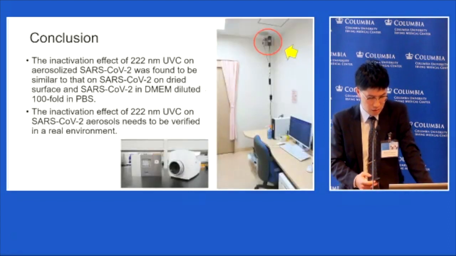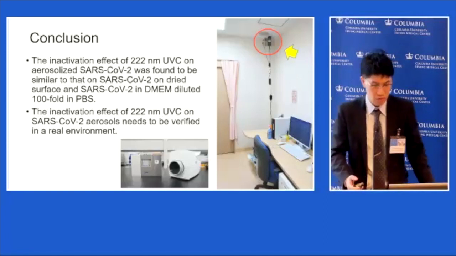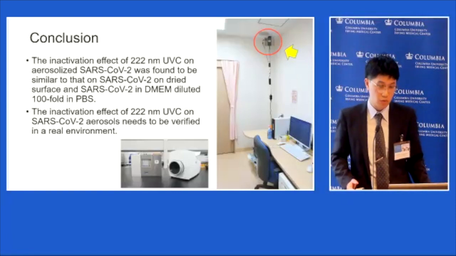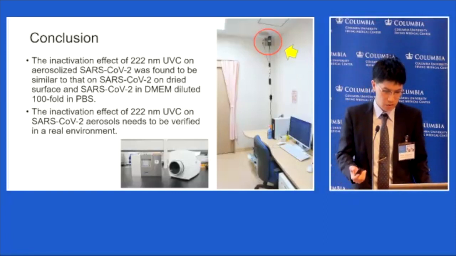Conclusions. The inactivation effect of 222 nanometer UVC on aerosolized SARS-CoV-2 was found to be similar to that on SARS-CoV-2 on a dry surface and SARS-CoV-2 in DMEM diluted tenfold in PBS. The inactivation effect of 222 nanometer UVC on SARS-CoV-2 aerosol needs to be verified in the real environment.